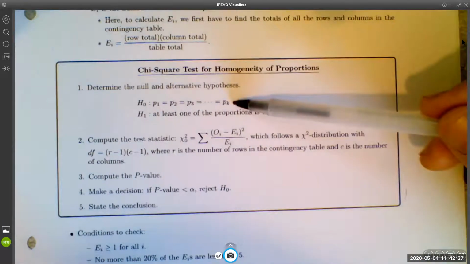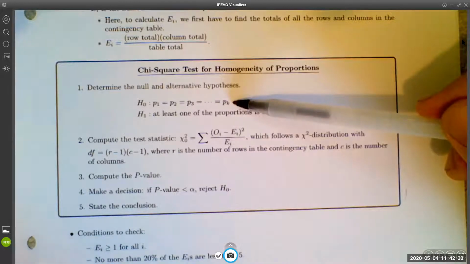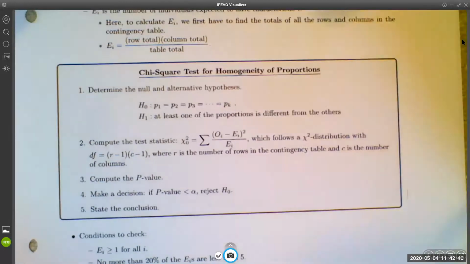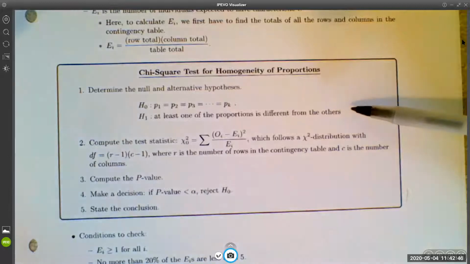Consequently, the null hypothesis is going to be P1 equals P2 equals P3 equals P4, all the way up to however many proportions you're testing. So the null hypothesis is that all the proportions are homogeneous. They're all the same. The alternative hypothesis is that at least one of the proportions is different from the others.